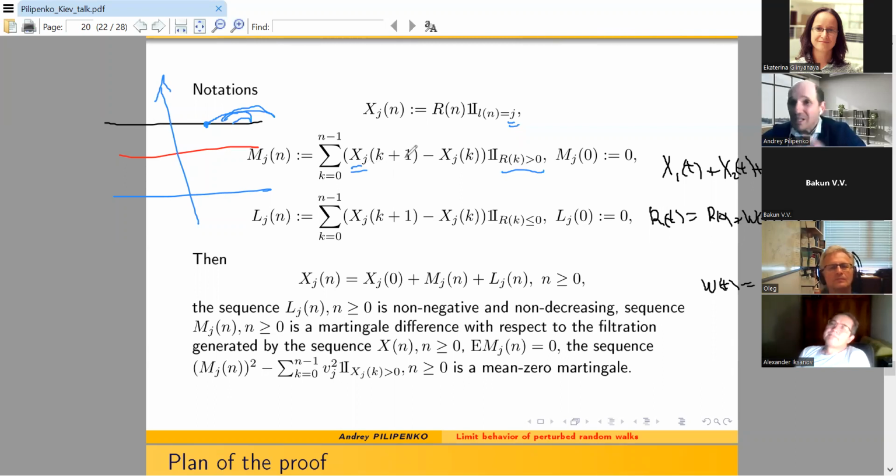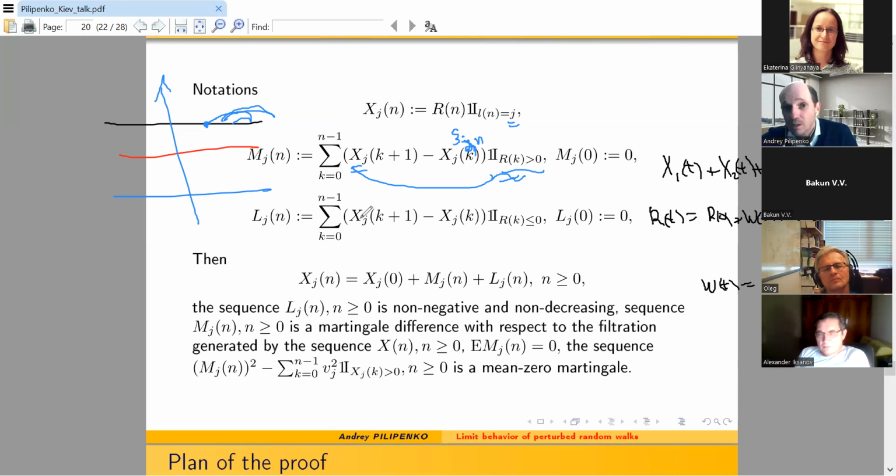Well, m_j is a sum of independent, identically distributed random variables that have distribution, say, equal to xi_j. So we can denote this by xi_j,n. Well, but this is a random sum, because sometimes the summands are zeros if you are on another line.